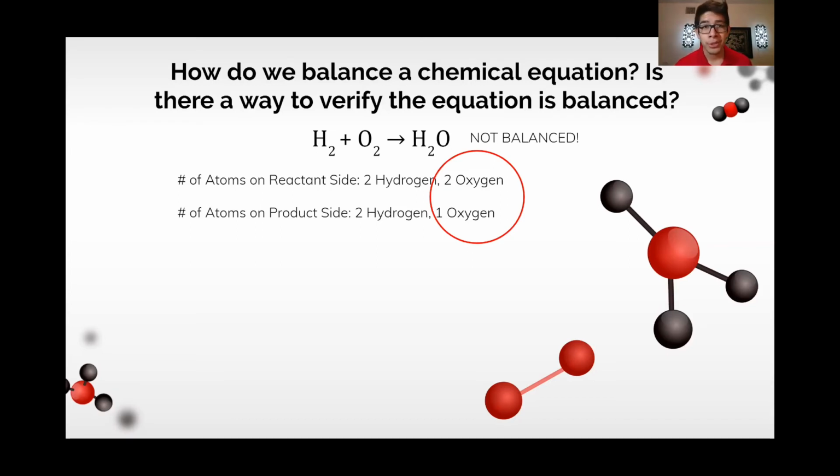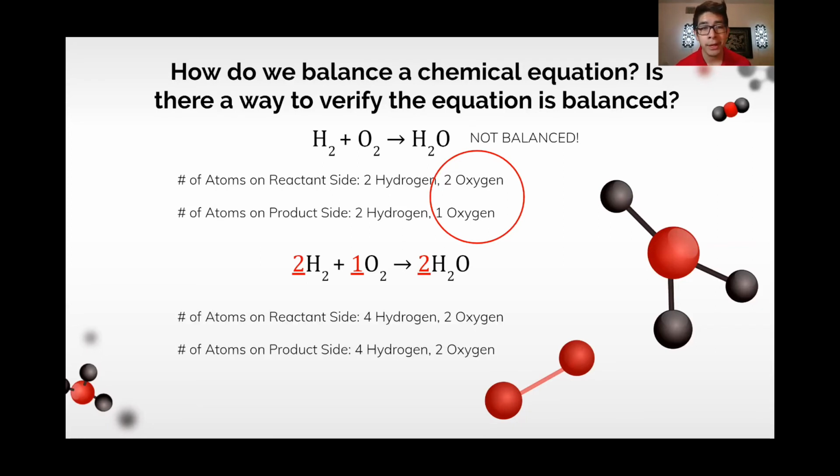Hopefully you've had the opportunity to balance this equation. So if we are to look at it now, 2H2 plus 1O2 yields 2H2O. Let's go ahead and verify that this equation is now balanced. Again, we're just going to count the total number of atoms on the reactant side and product side, and we can see that we have 4 hydrogen, 2 oxygen on both sides of our equation. So now that we can see that it's equal all the way around, we have officially verified that this equation is balanced.